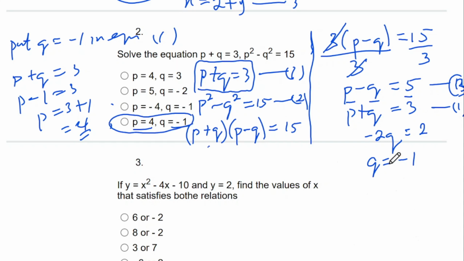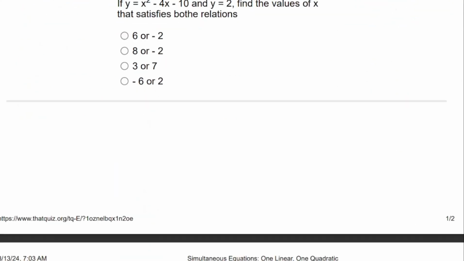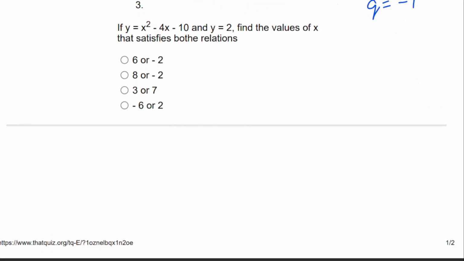Okay. We go to question 3. In question 3 now, we have: if y equals x squared minus 4x minus 10 and y equals 2, find the value of x that satisfies both relations. So this is supposed to be "both relations", not "both the relation". So in that case, that satisfies both relations.